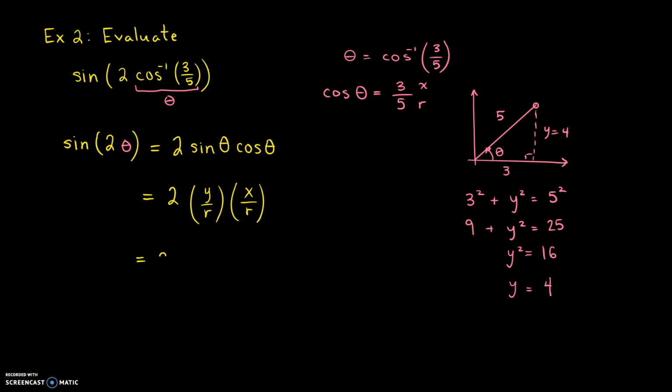And so this is going to equal 2, and then y over r, well, y was 4 and r is 5. And x, well, x was given. That was 3 over 5. And if we just multiply straight across, 2 times 4 is 8. 8 times 3, well, that's just 24. And then the denominators, again, this is really 2 over 1. So 1 times 5 times 5 is just 25. And so sine of 2 theta, or sine of 2 cosine inverse 3 over 5, is really just 24 over 25. And there's our final answer.